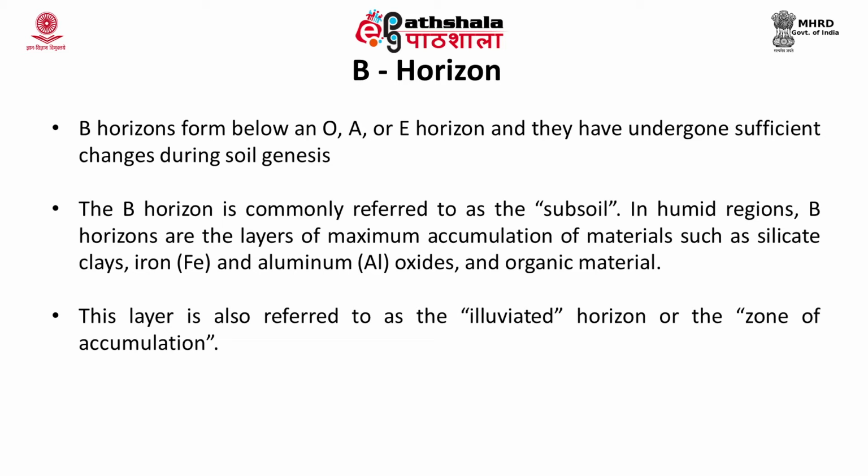In addition, it is defined as having a distinctly different structure or consistency than the horizons above and the horizons below. The B horizons may also have stronger color than the A horizons. In arid and semi-arid regions, calcium carbonate or calcium sulphate may accumulate in the B horizon.